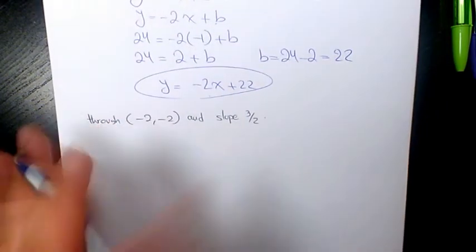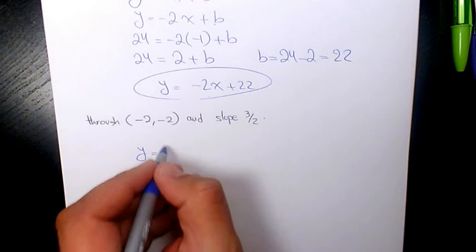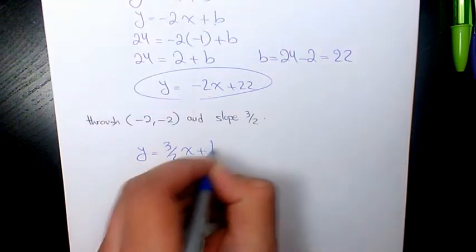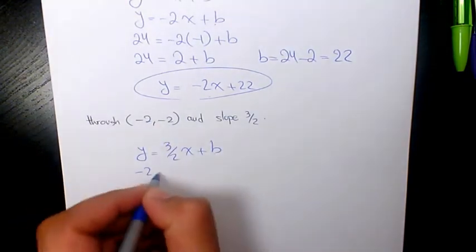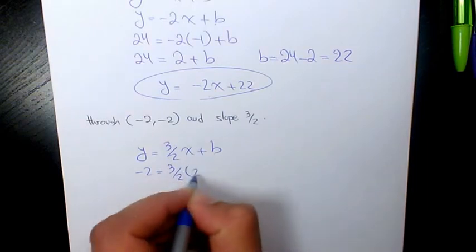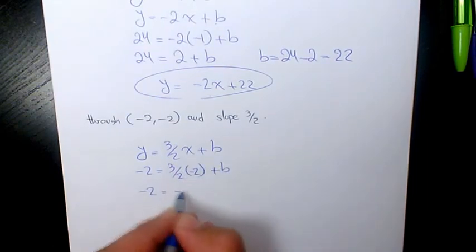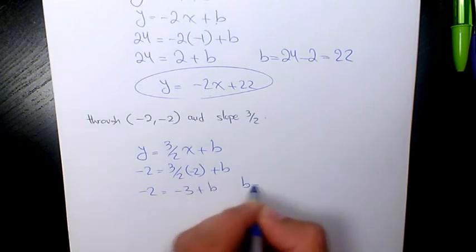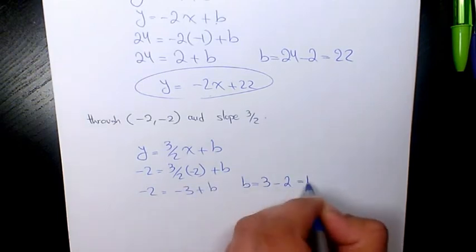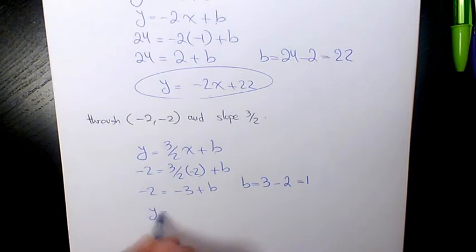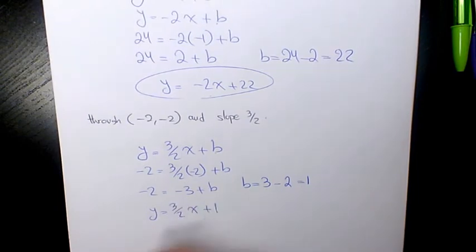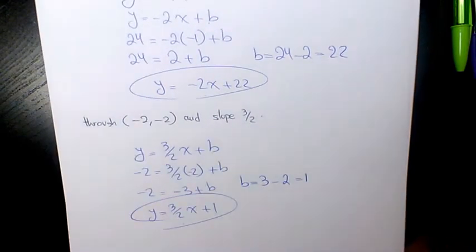Next example, we have y equals 3 over 2x plus b. We sub these two numbers, negative 2 for y and negative 2 for x. So we have negative 2 equals negative 3 plus b. So b will be 3 minus 2, which is 1. So y equals 3 over 2x plus 1. That's going to be the equation of the line.